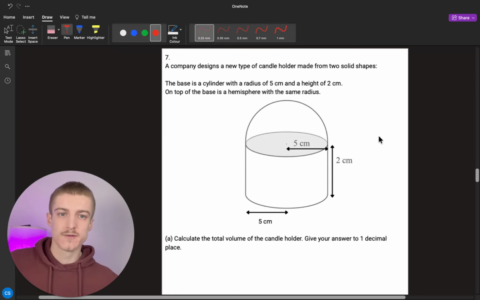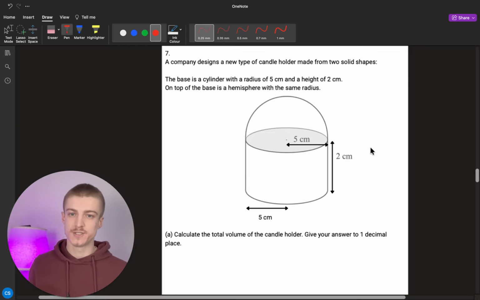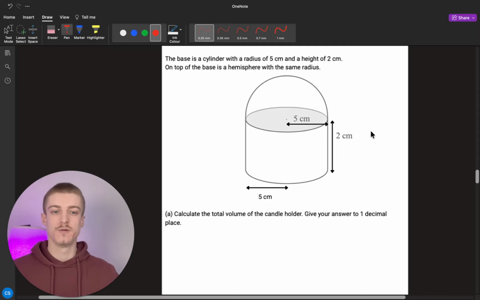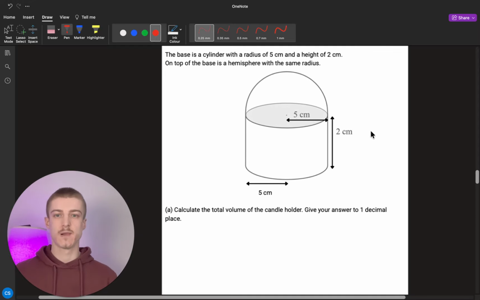Okay. A cylinder and a hemisphere, half a sphere. What equations are we working with? Well, the volume of a cylinder is the area of a circle times by some height. So that's going to be pi r squared h.